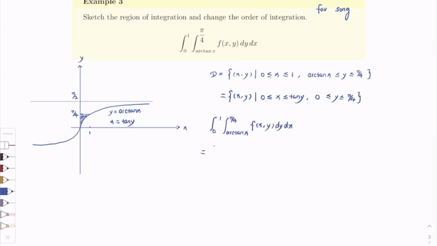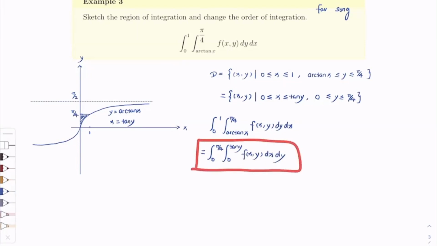This equals to the integral from 0 to pi over 4, and then 0 to tangent y, f of xy dx dy. That's it. So this is the final answer, and this is a graph.